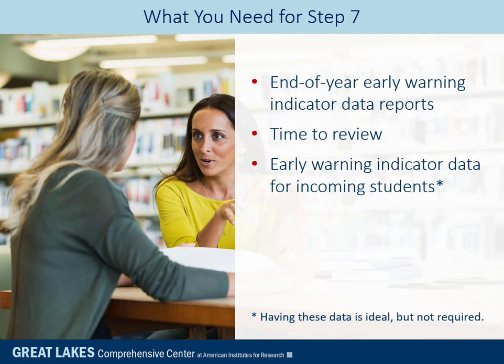Here's an overview of what you'll need for Step 7. Reports that provide early warning indicator data for the school year. The reports may be generated by the Michigan Data Hub Early Warning Data Tool or by your local student information system. Time to review the school's EWIMS process and identify ways to improve it. This typically happens during EWIMS team meetings.